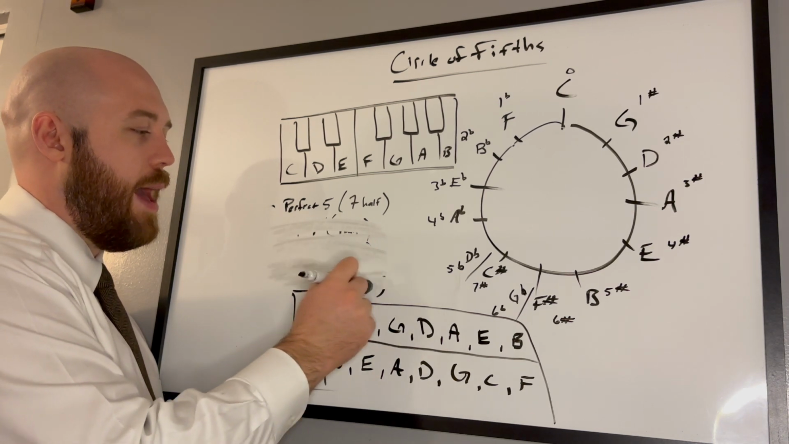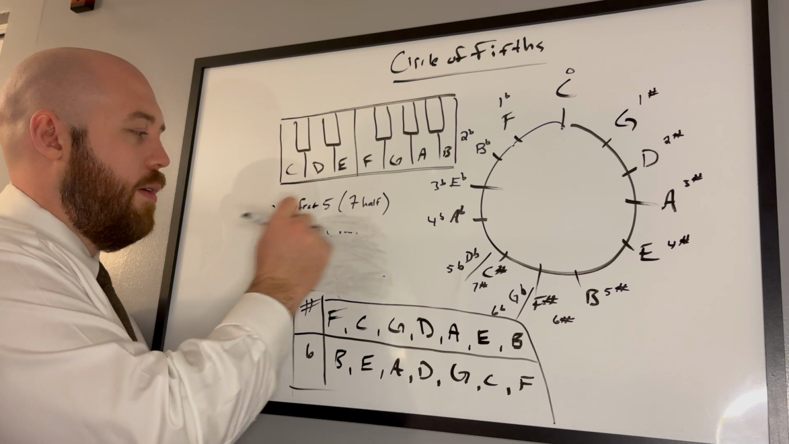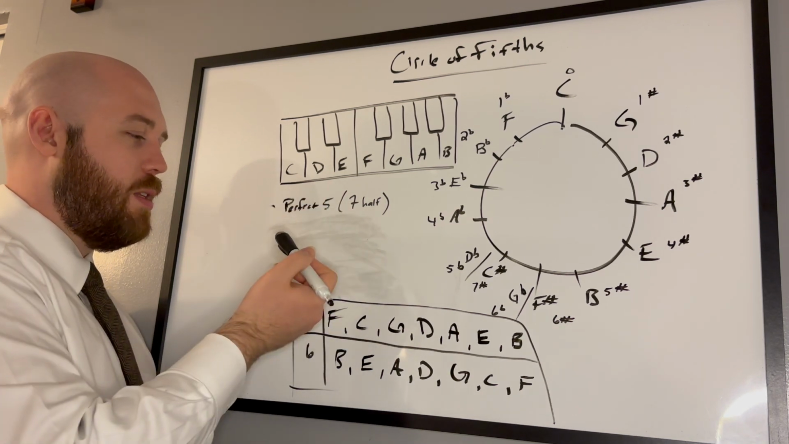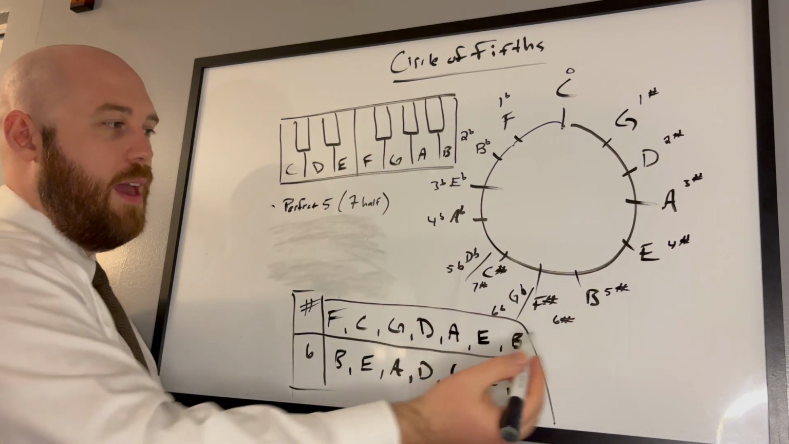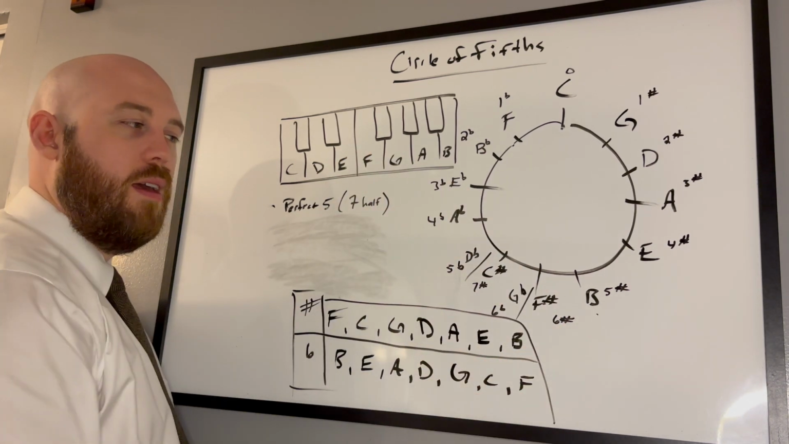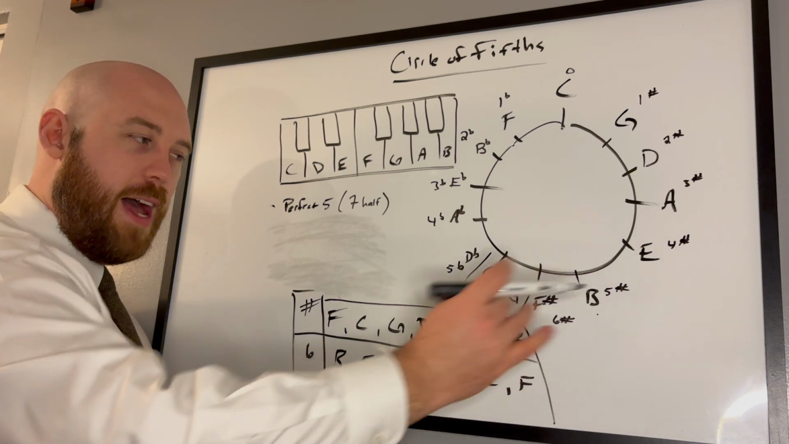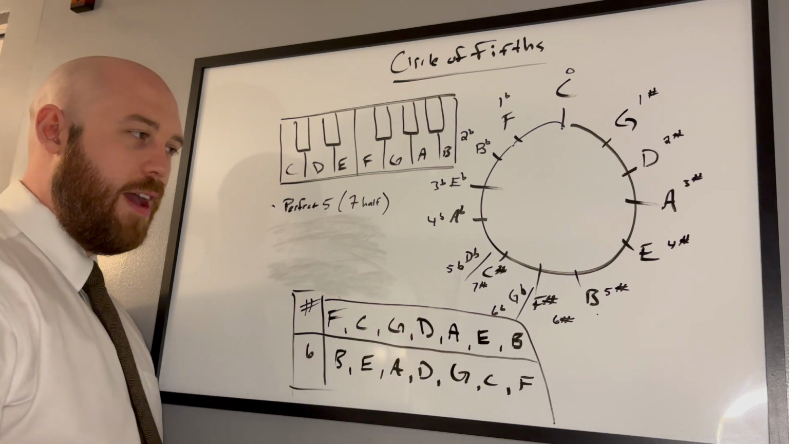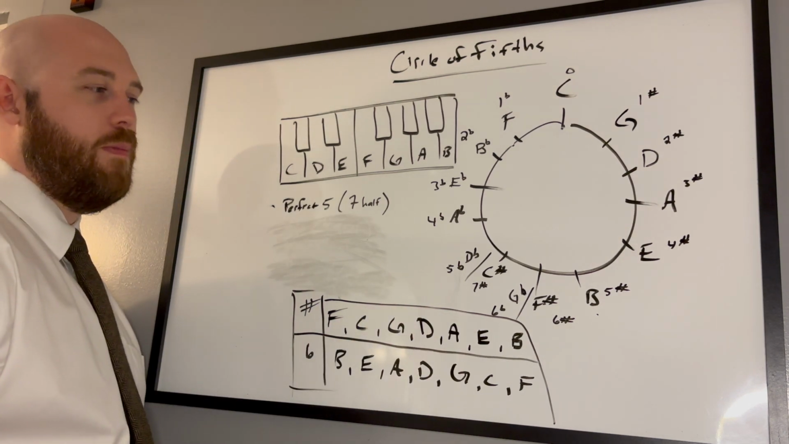Each letter name has to be used once. Now, what the heck do I mean by that? Well, let's pick one of the harder keys. Let's say we're going to use B major. It has 5 sharps in it, okay? What are the sharps? Well, we know we can count it out, but let's write it out.